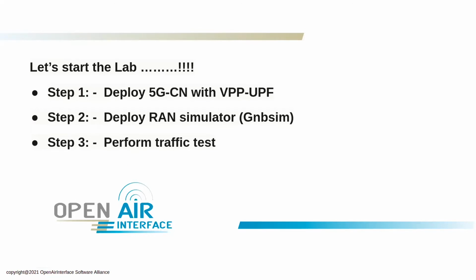Just a recap about the lab. It's the same lab as the previous lab. You will do it in three parts. You will deploy 5G CN. You have to wait and check that everything is healthy. Then you deploy the RAN simulator like gNB sim. You wait, you check your UE is connected, and then you will do some traffic test.